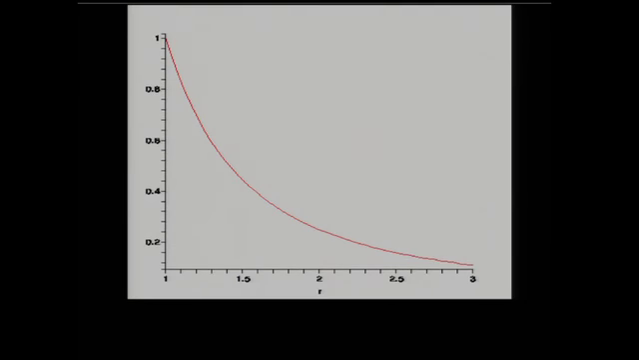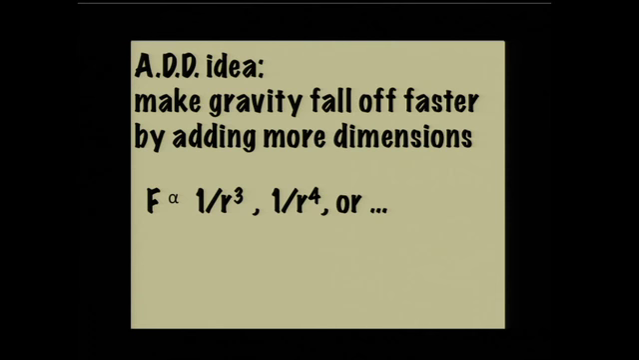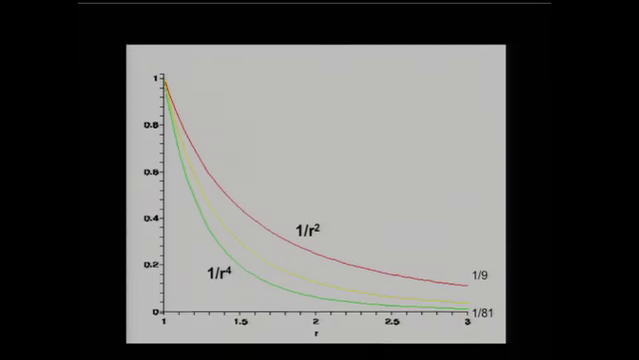Okay? Now, the idea that Arkani-Hamed, Dimopoulos, and Dvali had was that we could make gravity weaker, which is what we want to do. We could explain why gravity is so weak if we could just make it fall off faster. Like, instead of the square of the distance, what if it fell off as the cube of the distance, or the 4th power, or the 5th, or 6th, or 7th? That would be great. Here's a picture of that, a graph of that.